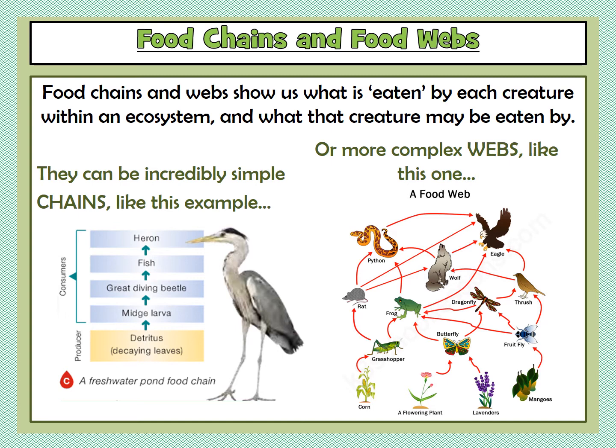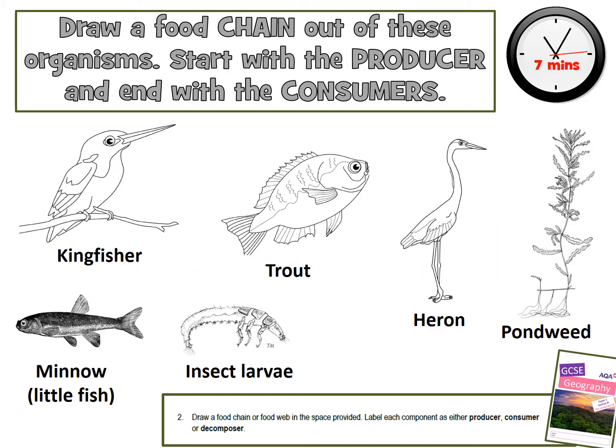We usually get food webs, which are much more complicated to look at, but actually when you break them down and look at each animal or each plant individually, they're not too tricky. So that's exactly what I want you to have a go at doing. In your booklet on page 10, you'll notice that activity 2 is to draw a food chain or food web in the space provided, label each component, so each plant or animal, as either a producer, a consumer, or a decomposer. So I have given you some examples to use here from a pond ecosystem.